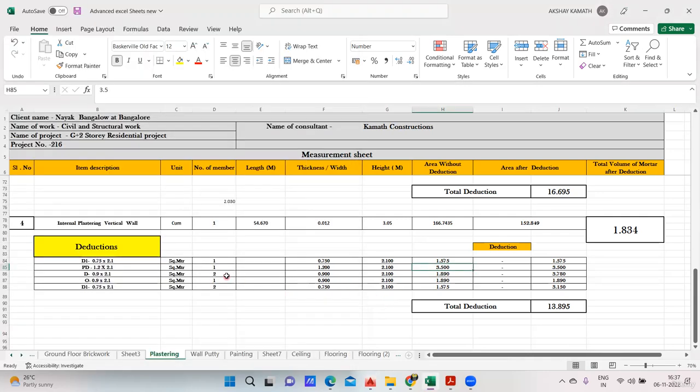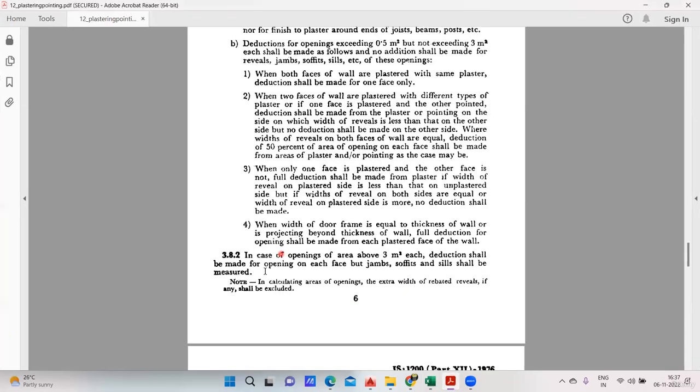So in that case, for the puja door, I'll write 2 here. Got it? And now this will be how much? This will be 3.5 into 2 I am going to do, because one side opening area is 3.5, so both the sides I need to consider. That is what this particular point means: in case of opening of area above 3 square meter, deduction shall be made on opening on both the sides.